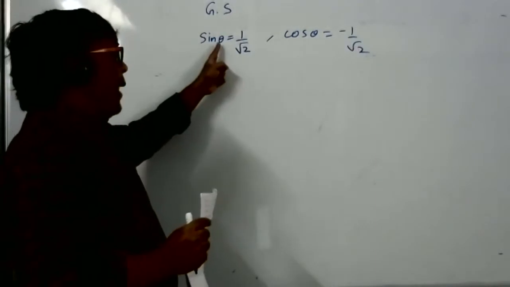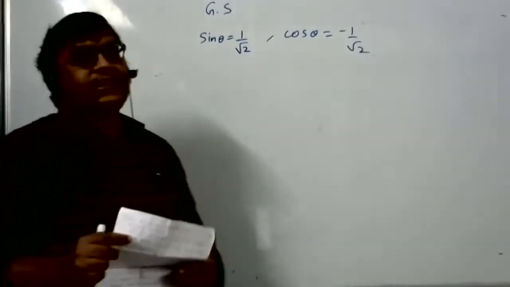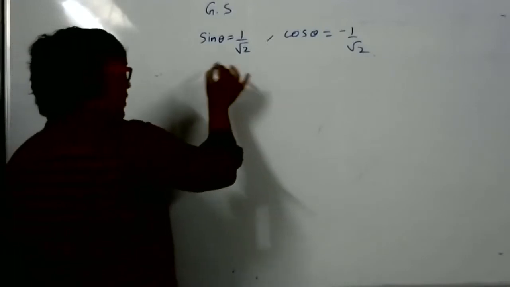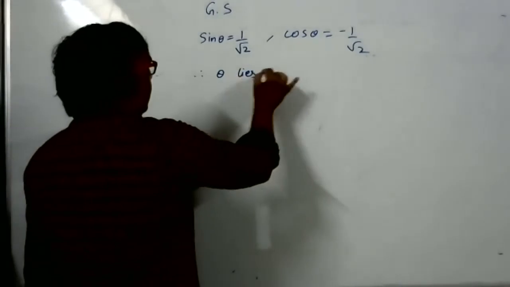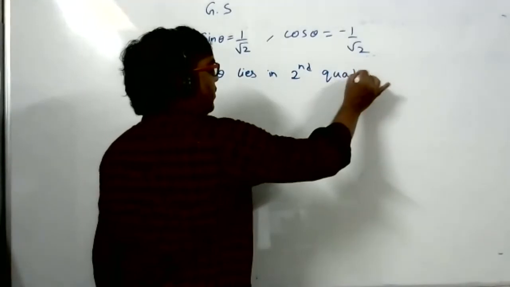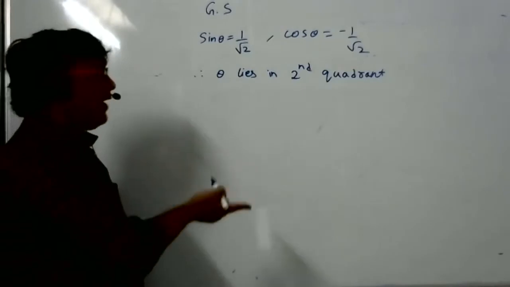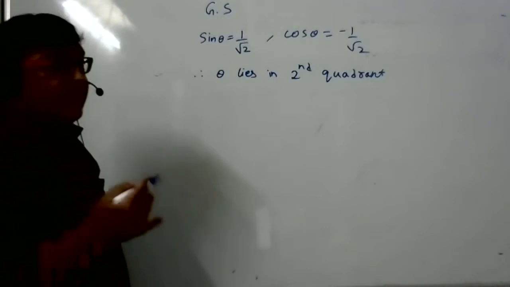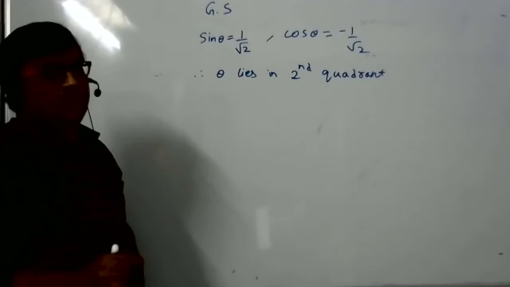Means sine of an angle is positive, cos of the same angle is negative. So angle lies in which quadrant? Second quadrant. Theta lies in second quadrant because sine of an angle is positive and cos of the angle is negative. Now tell me a theta in second quadrant for which sine should be equal to 1 by root 2.